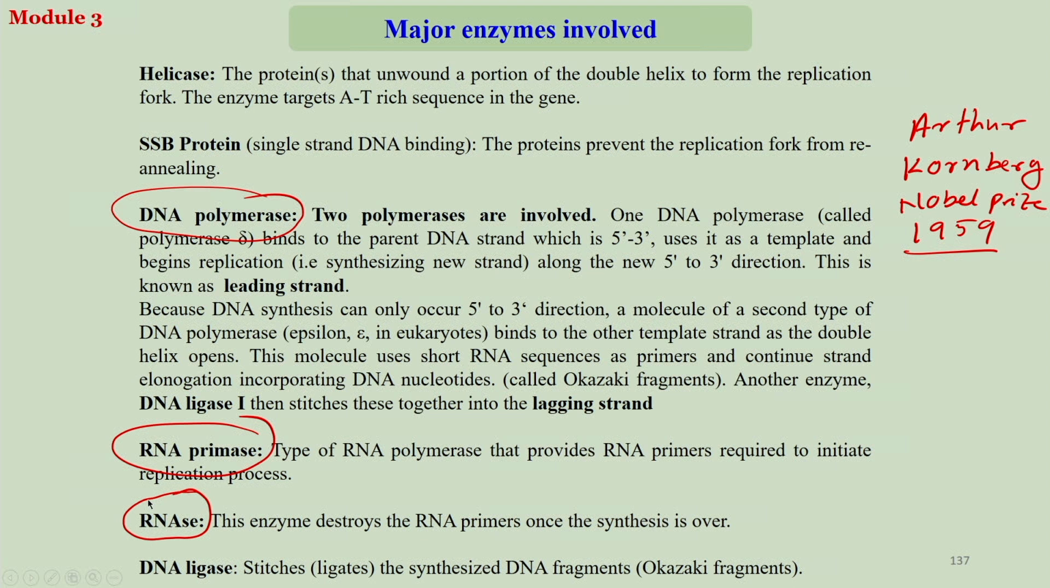RNase is the enzyme that destroys the RNA, or the RNA primers. And finally, we will see that we need to stitch the fragments together, or we need to ligate things together, that is done by the enzyme DNA ligase. So, these are the key proteins that are involved in the whole replication process.